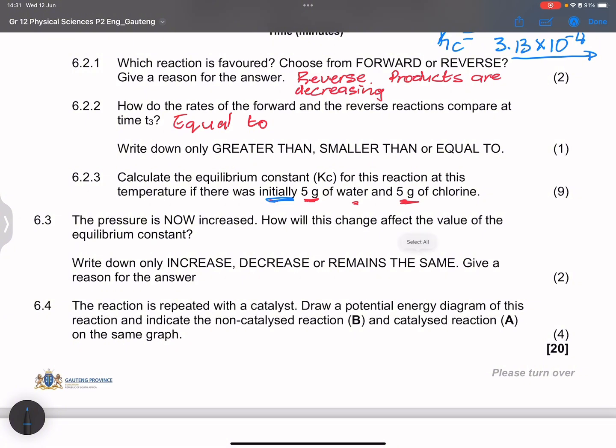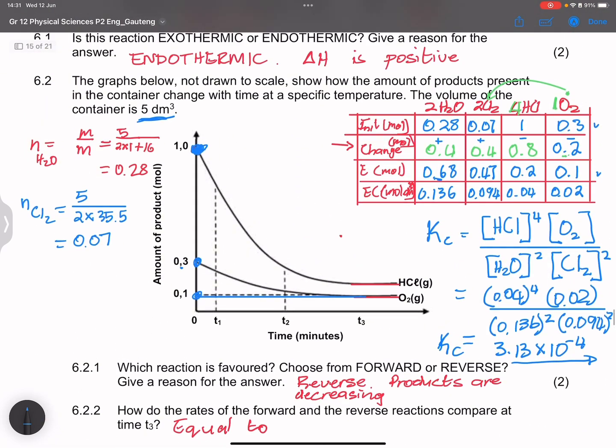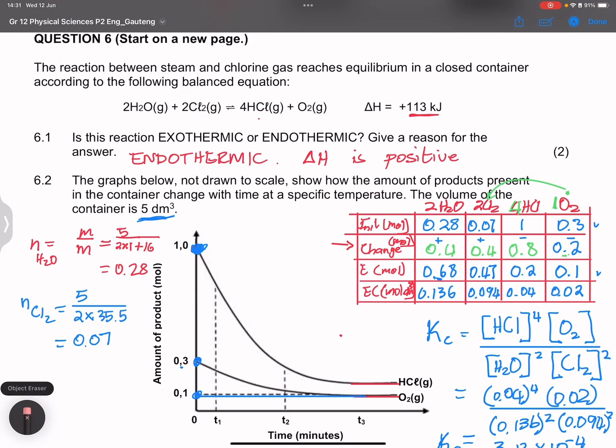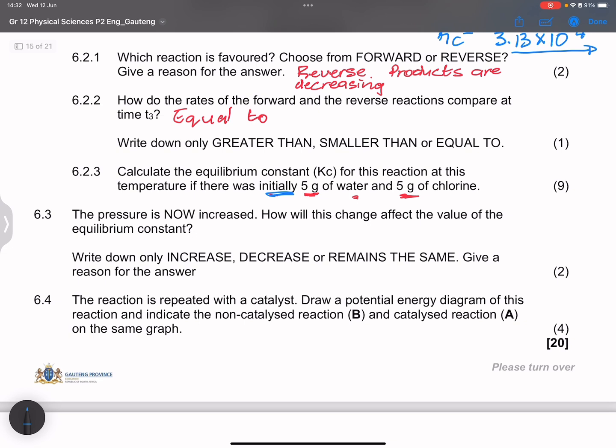Now remember, ladies and gents, when I look at pressure, I need to always check how many moles of gases we have on either side. So we've got 2 here, another 2, so 4 moles over there. And on the right-hand side, I've got 4 plus 1, which would be 5 moles. Right. And now we want to know what's going to happen. So they say we are now going to increase the pressure. Remember that an increase in pressure will favor the side with the least amount of moles.